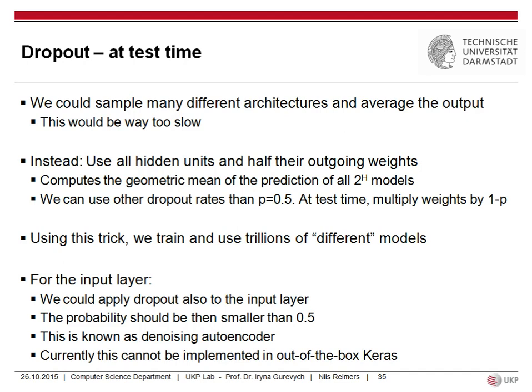For the input layer, you could also apply dropout, but the probability should be smaller than 0.5. This is known as a denoising autoencoder, which is a bit of an older model, but people nowadays only apply dropout to the hidden layers, and there's also no implementation in Keras where you could drop out some of the input units. Questions on that?